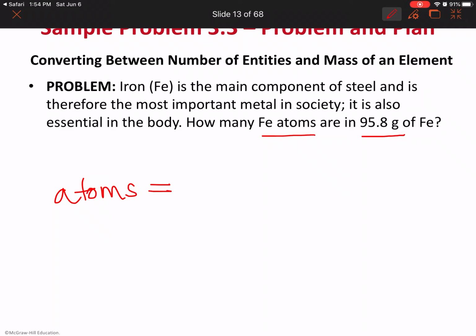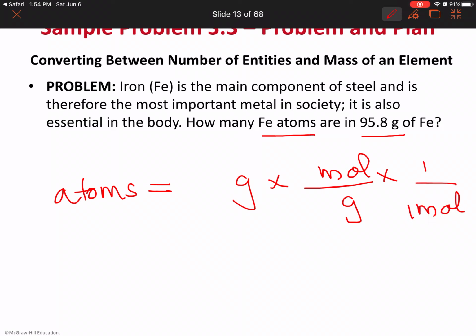How do we get the atoms? First, we are given our answer in grams. Can we go directly from grams to atoms? No, we go through the moles. Then you use the molar mass of iron, which gives us grams per mole. And then we know 1 mole has Avogadro's number of atoms. So there we get the answer in atoms. Now this involves 2 conversions. So 95.8 is what we're going to start with.